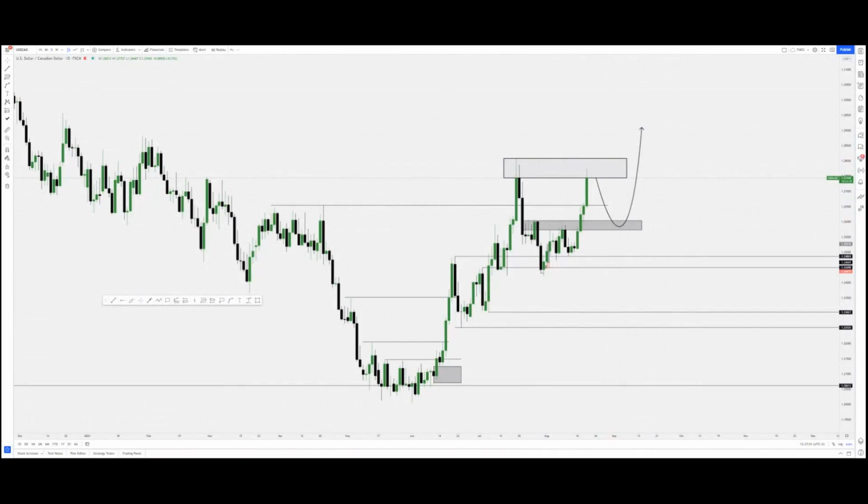Once I figure this out, is there a high probability setup? Now, all I need to do is go down to a lower time frame.